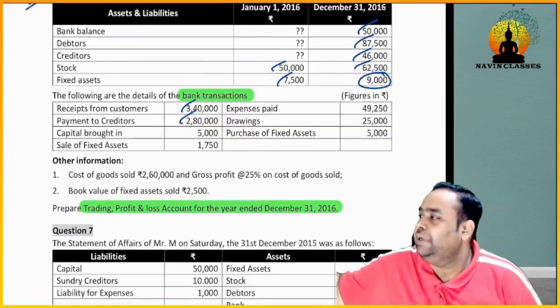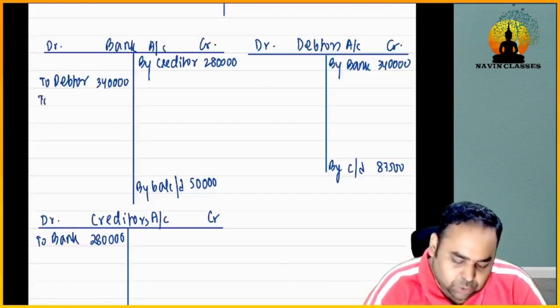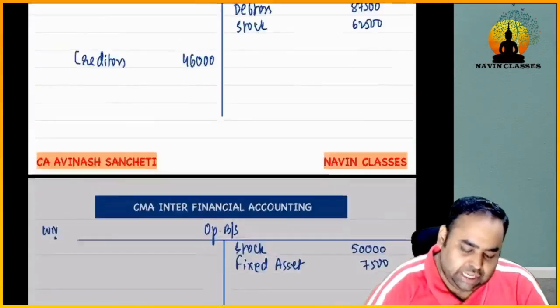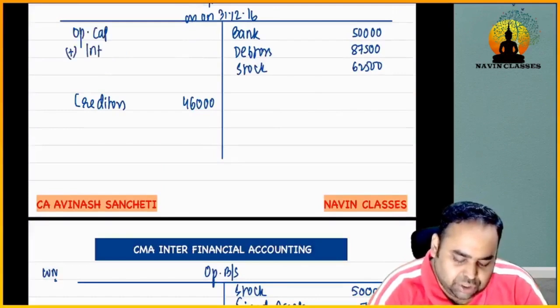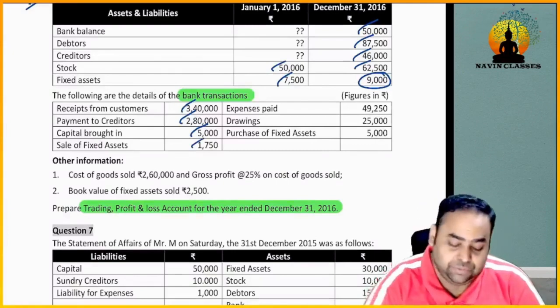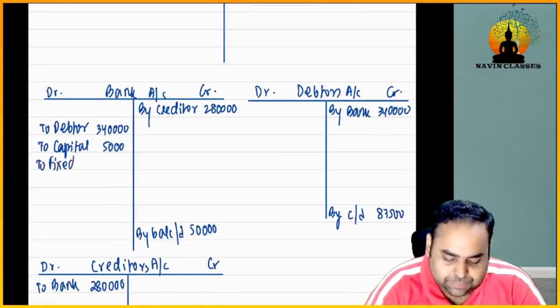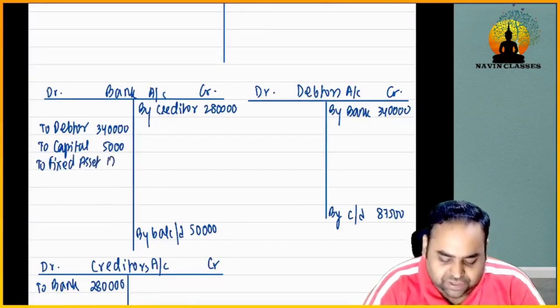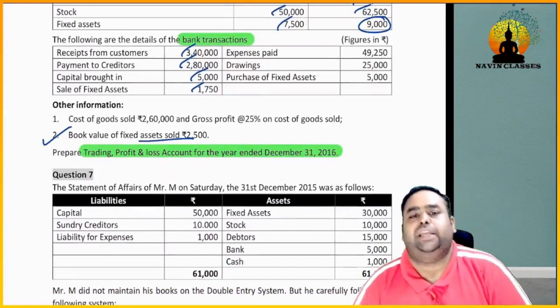Now, next. Here it is given as the capital brought in, bank to capital, 5,000. This additional capital will be reflected in the balance sheet as the opening capital plus introduction, 5,000. Next, sale of fixed assets. Fixed asset was sold. So first let me show in bank, to fixed asset. Money was received, 1,750.